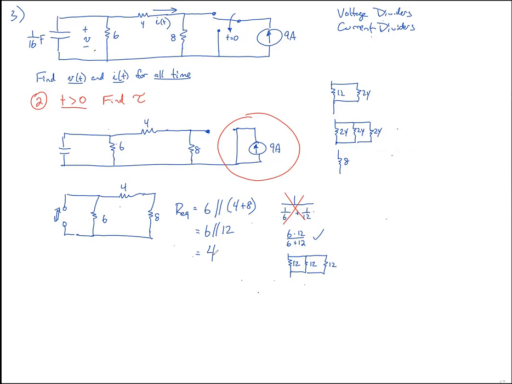Okay, so that's your REQ. And now you can find the goal, which is to find tau, which is equal to REQ times C. So that would be 4 times 1/16. And so that would be 1/4 second. And that is your goal for step 2. The big deal with step 2 is finding that Thevenin equivalent.